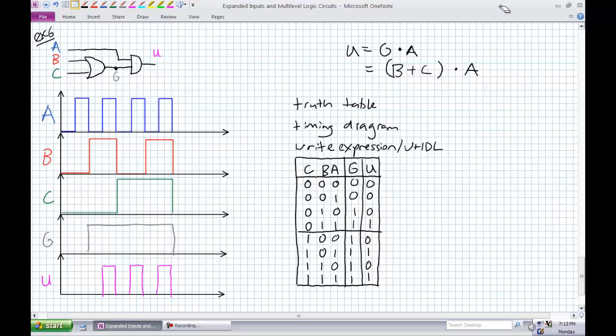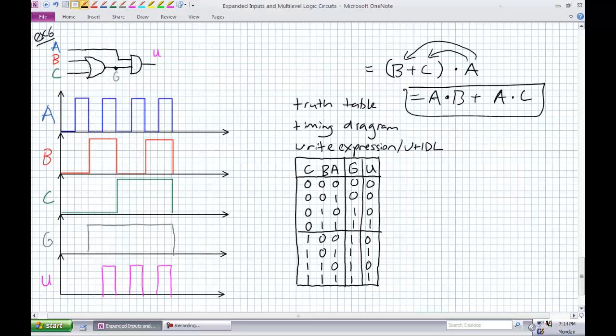We can do the same thing here. Our expression that we came up with for this multi-level logic circuit is B or C, in parentheses, ANDed with A. I should be able to, via the distributive property, distribute this A into both of these and come up with A and B, or C and A. And I can also just do it that way, because of the commutative property, I can flip those around. That's the distributive property.